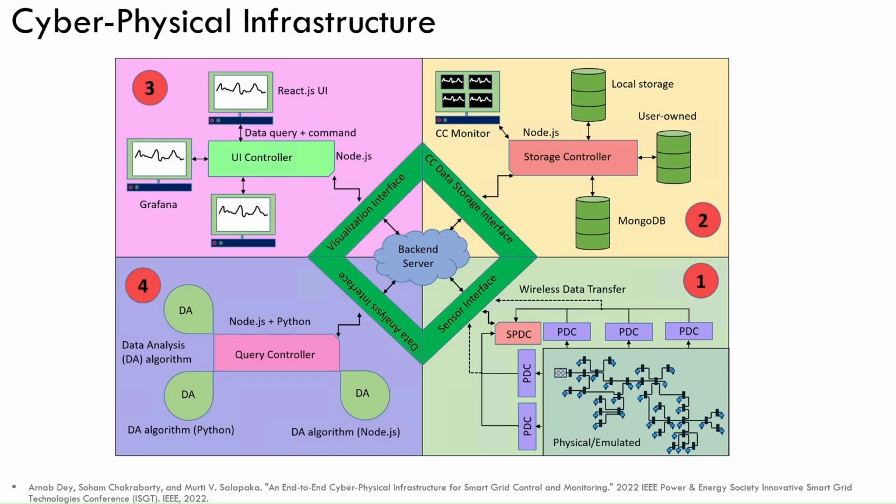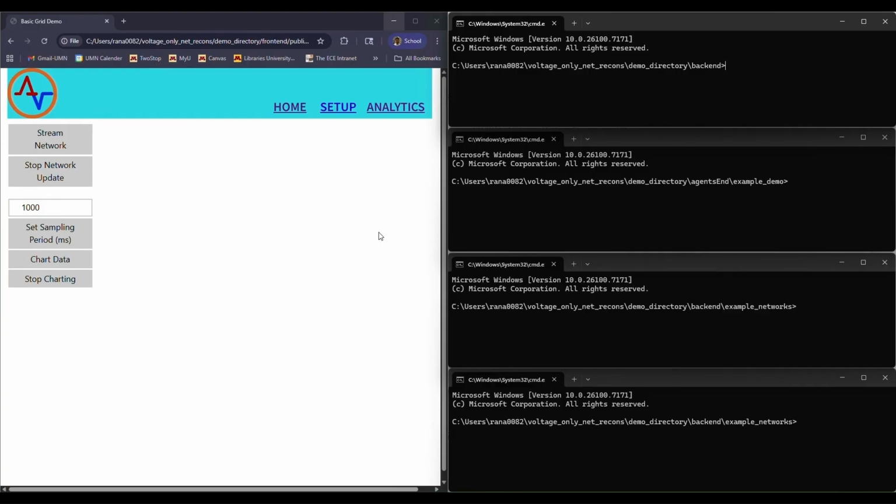To perform the data collection, visualization, and running algorithms, we use a custom-built cyber-physical infrastructure built at the University of Minnesota. A visual depiction of the cyber-physical infrastructure is shown in the picture here. The backend engine, which is the main server, facilitates connection between the visualization, algorithms, physical layer, and the storage controllers. Now, let us move to the custom-built backend, GUI, and algorithm and see how they are integrated together.